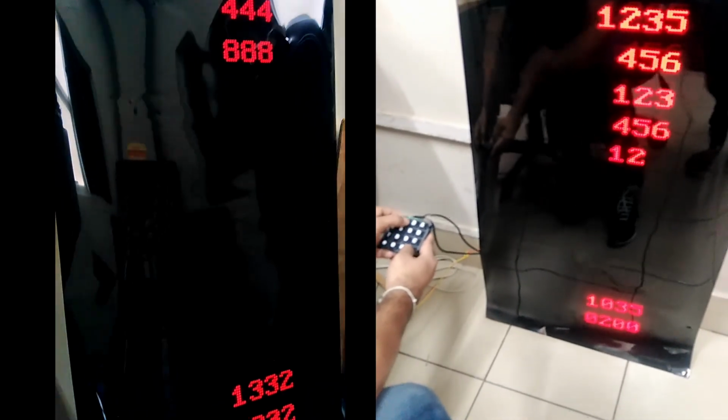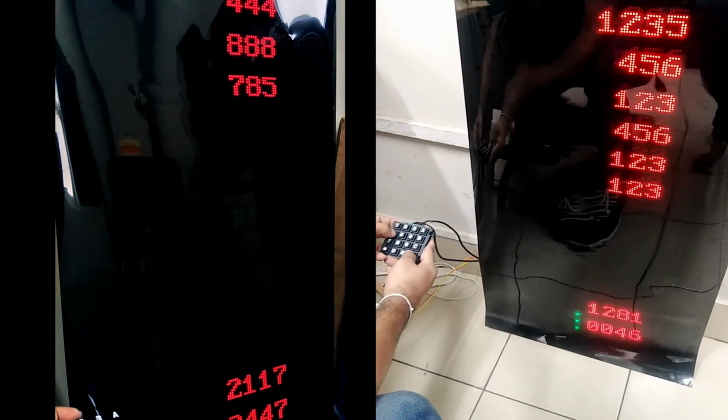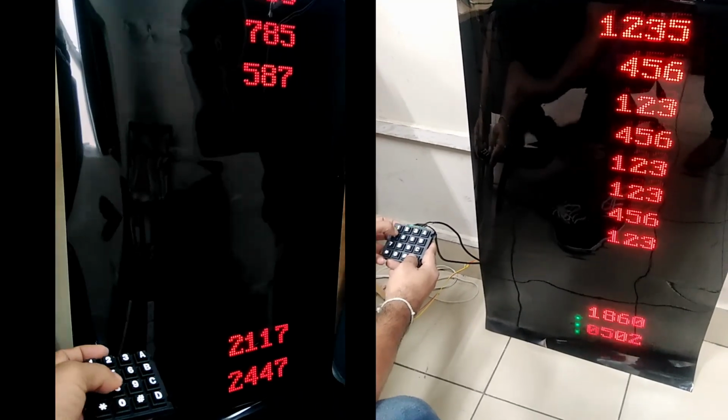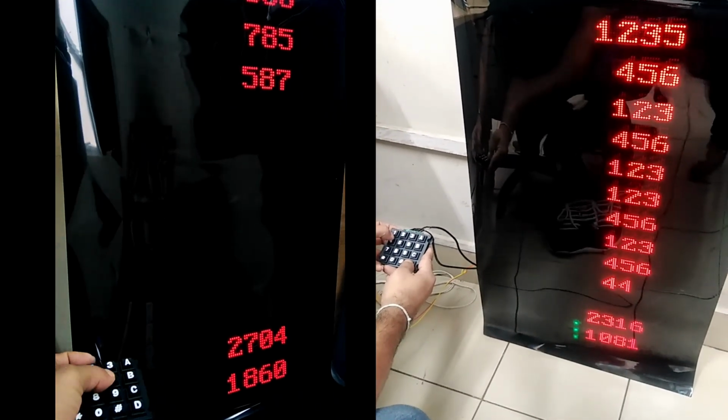So this is my Arduino Mega Plus MAX7219 Production Target Display Board project.